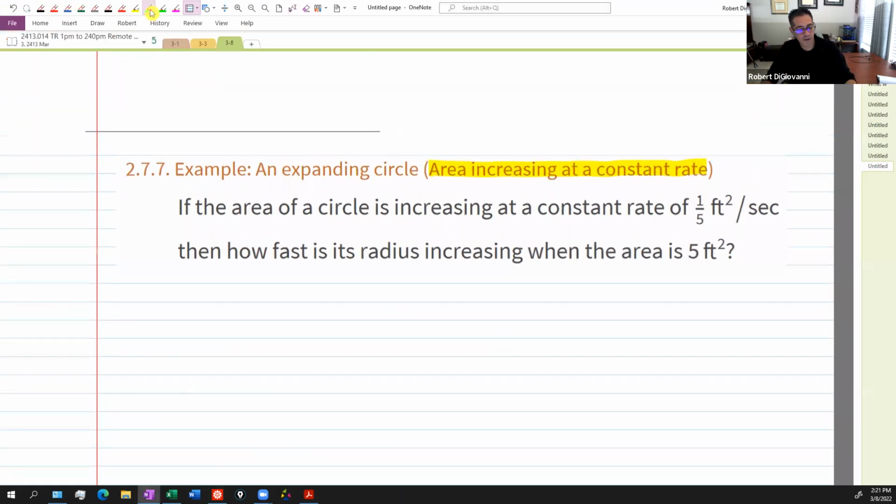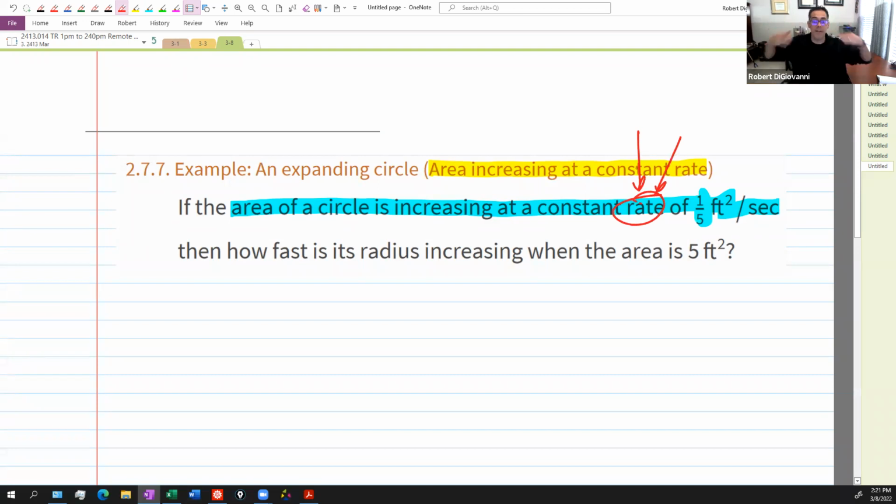So first we start off, we say, okay, the area of a circle is increasing at a constant rate of 1/5 square feet per second. Okay, it's increasing at a rate. You should be thinking rate, derivative, derivative, derivative. So they have given to us what? What are they giving us here? The change in what over what?